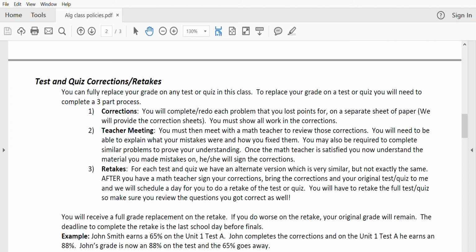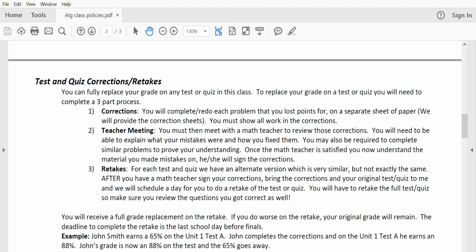The first is corrections. You are going to need to completely redo correctly every problem that you lost points on the quiz or the test. I have correction sheets in class that you can use to do your work on to keep things nice and organized.